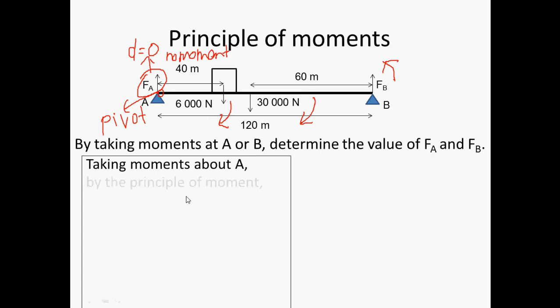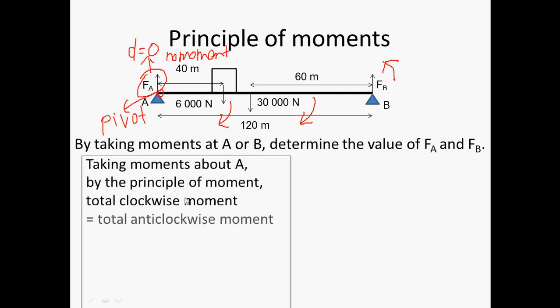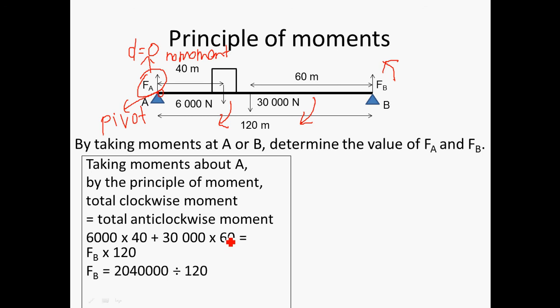Alright, so taking moment about A by the principle of moments, clockwise moment equals anti-clockwise moment, you realize that these two clockwise moments, 6,000 times 40 plus 30,000 times 60, is equal to FB times 120. There is no need to calculate FA. Alright, so using this information, you realize that FB is equal to 17,000 Newton.